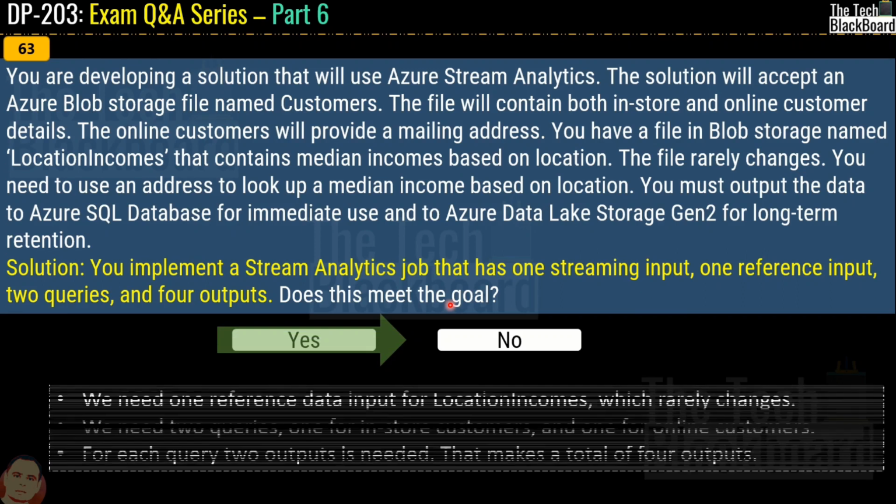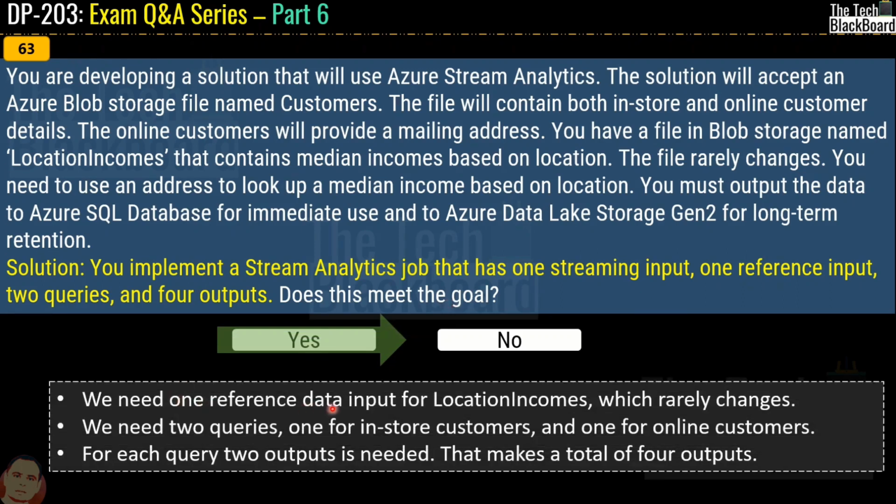Coming to the logic behind this answer, here you can see that we need one reference data input for location incomes, which rarely changes. You can see in the question it says that this file rarely changes. The second logic is that we need two queries, one for in-store customers and one for online customers. I hope you can relate this as well to the question. The question clearly marks down that we have both in-store and online customers. Then the third logic is that for each query, two outputs are needed, and that makes a total of four outputs. And that's exactly what is given in the solution as well. So those are the three logics because of which I think that this solution fits this business case.